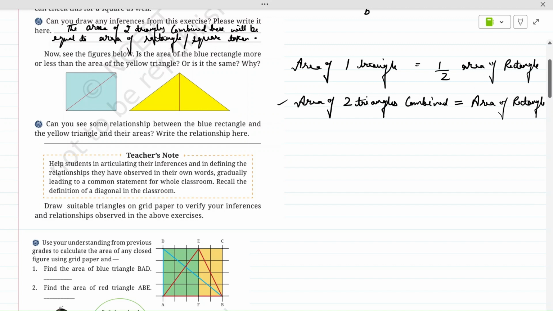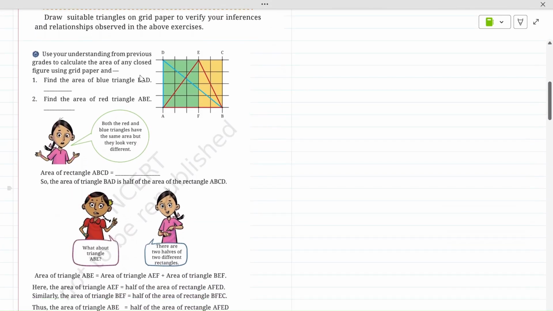Now use your understanding from the previous grades to calculate the area of any closed figure using the grid paper. So kids, if you remember, we have done this in grade 4, 5 and now in 6th also. We have a square sheet, this one, and we are given any shape. What we have to do is find the area of the shape. So in the first one, find the area of the blue triangle BAD. This is the triangle BAD, right? And here each square represents one unit.